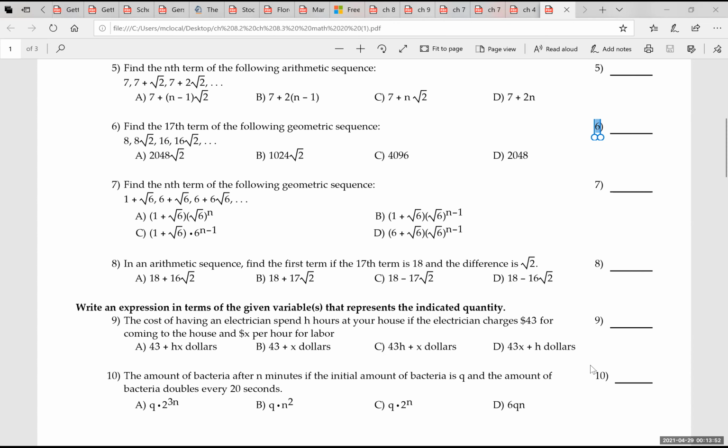So if I go back here, we know it's a geometric sequence, right? So that's important. So problem number 7, since it's a geometric sequence, it's A1 R^(n minus 1). The problem is 1 plus square root of 6, 6 plus square root of 6, and 6 plus 6 square root of 6. Okay, and it keeps going on.